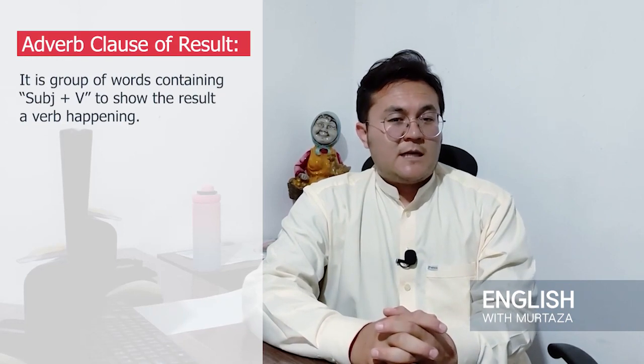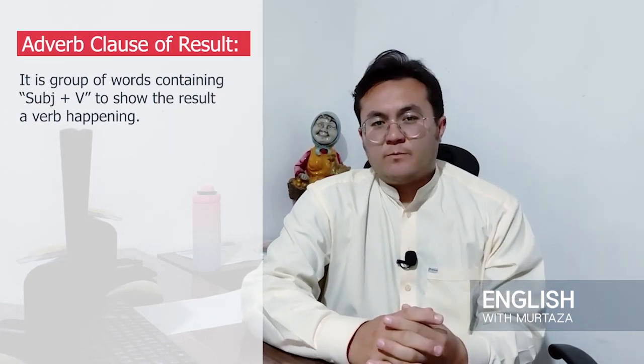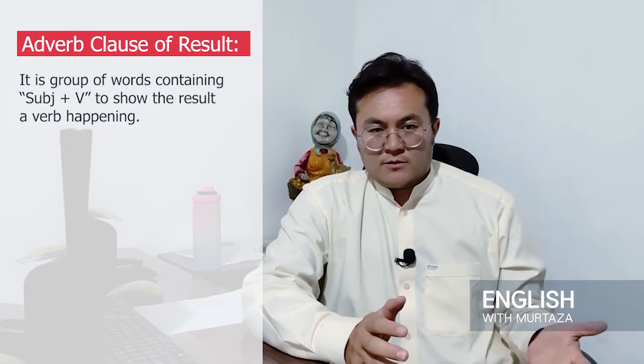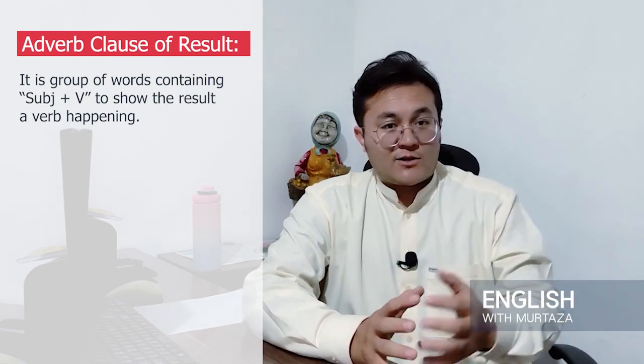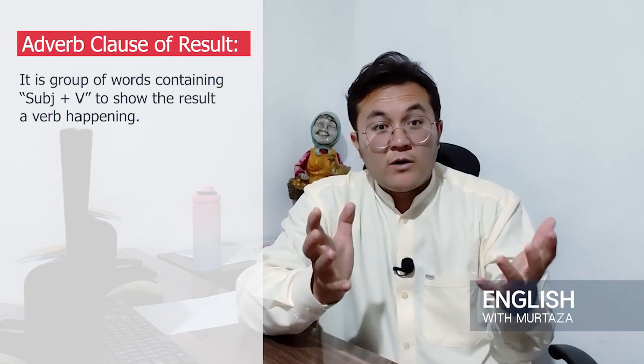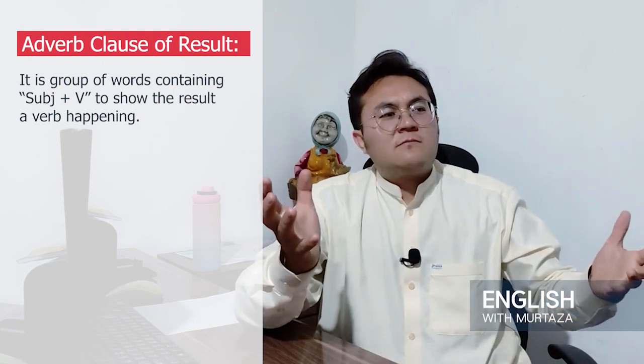Another type of adverb clause is adverb clause of result. Adverb clause of result is very simple. You do an action, you did an action, or you will do an action. So what is the result? What will happen next? You know, that's called an adverb clause of what? Result.